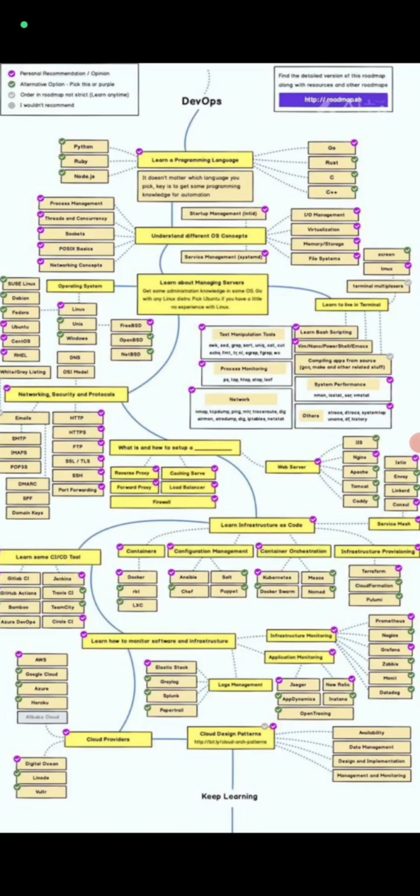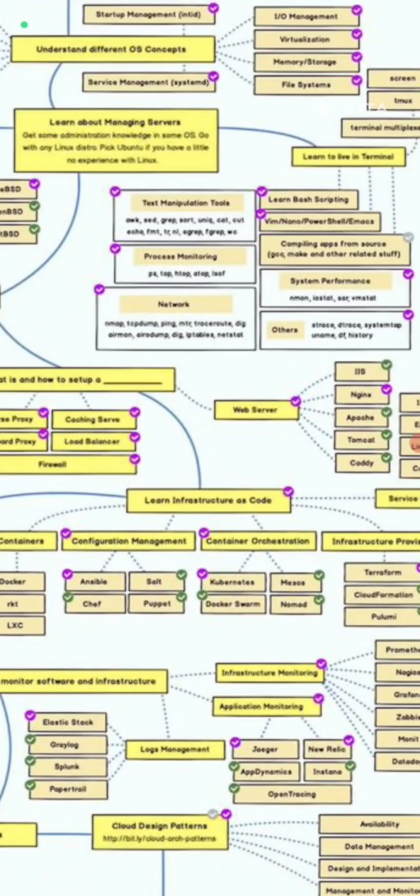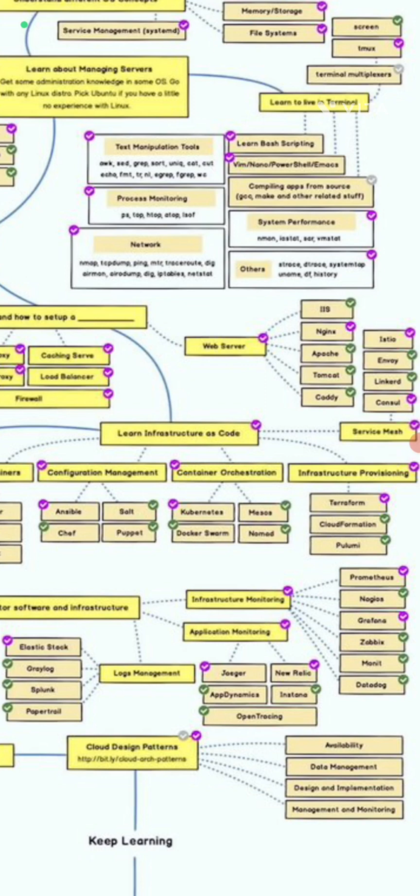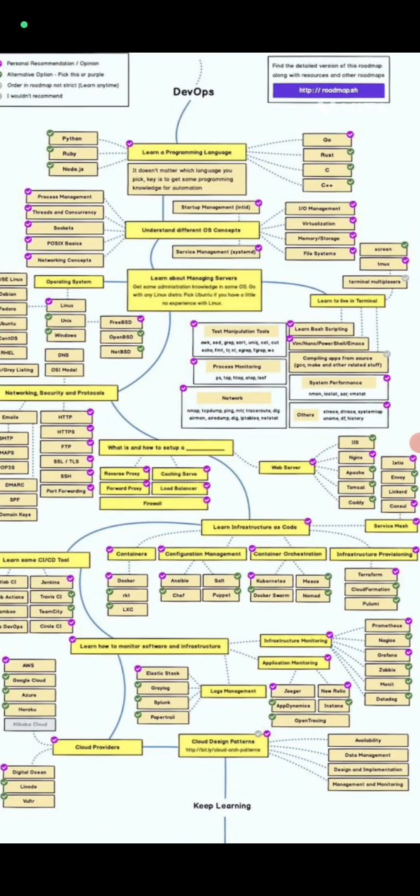And after that, you need to work on some cloud part like Azure, AWS, Google Cloud, DigitalOcean. So after you have done all this, infrastructure monitoring like Prometheus, Grafana, Zabbix, Jaeger, and log management, such kinds of things you need to do.